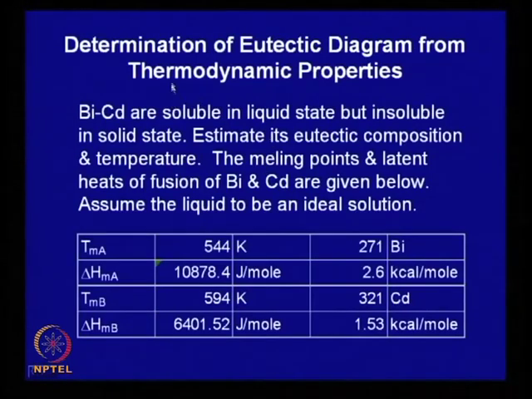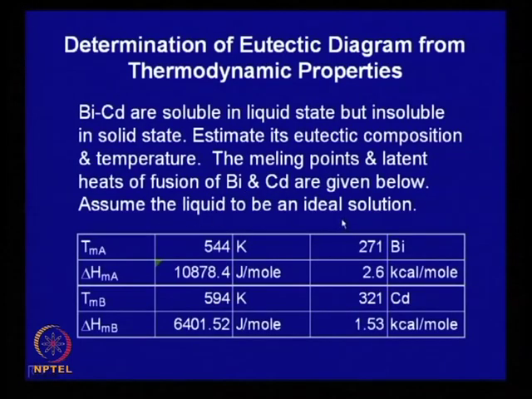So, let us look at the determination of eutectic diagram from thermodynamic properties. Now, this is the problem. Bismuth and cadmium are soluble in the liquid state, but insoluble in the solid state. Estimate the eutectic composition and temperature. The melting points and latent heats of fusion of bismuth and cadmium are given below.